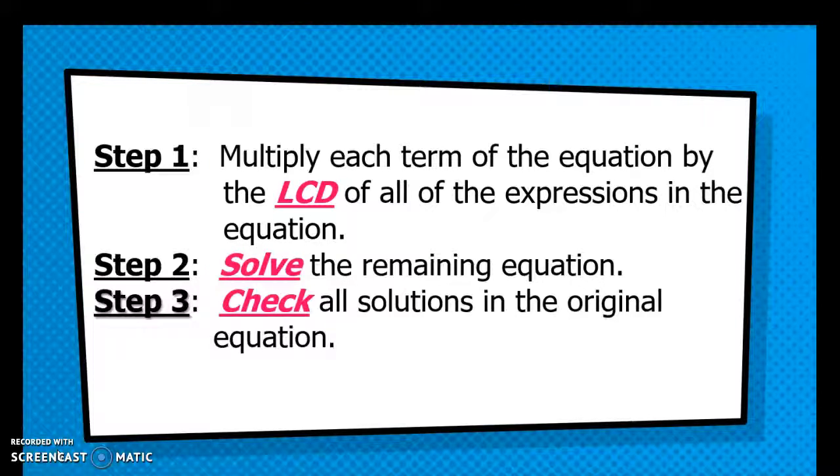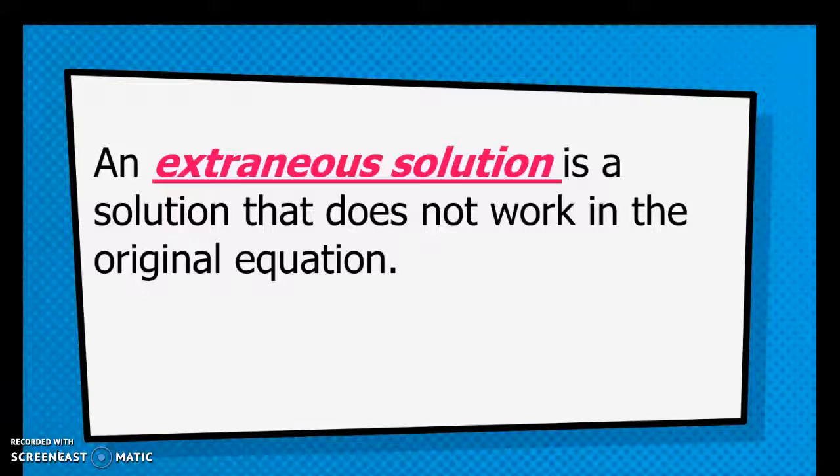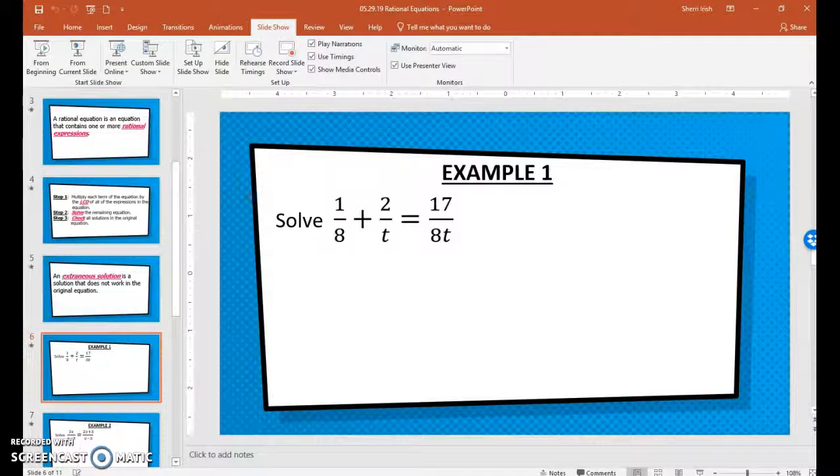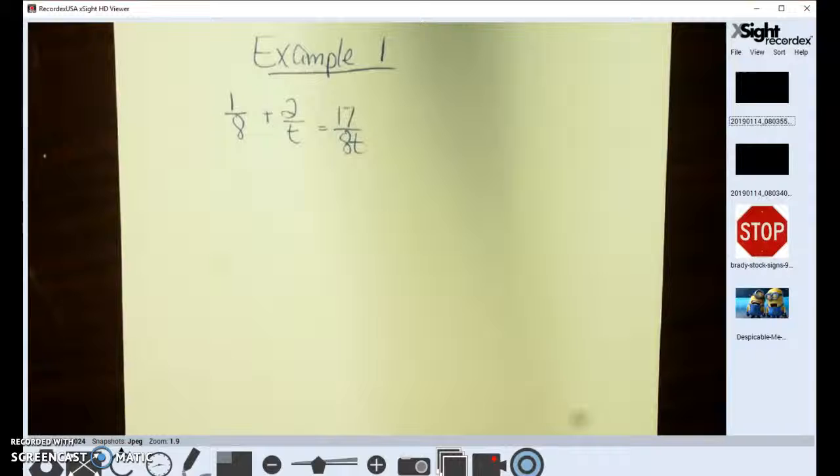And then when we check our solutions, sometimes we get an answer that just doesn't work in the expression. For example, it might make the bottom of the fraction 0, and we know that we can't have a 0 in the denominator. So we call those extraneous solutions. It's just a solution that does not work in the original equation. So here's our first example, and I am going to switch this over now to the document camera and work it out that way.